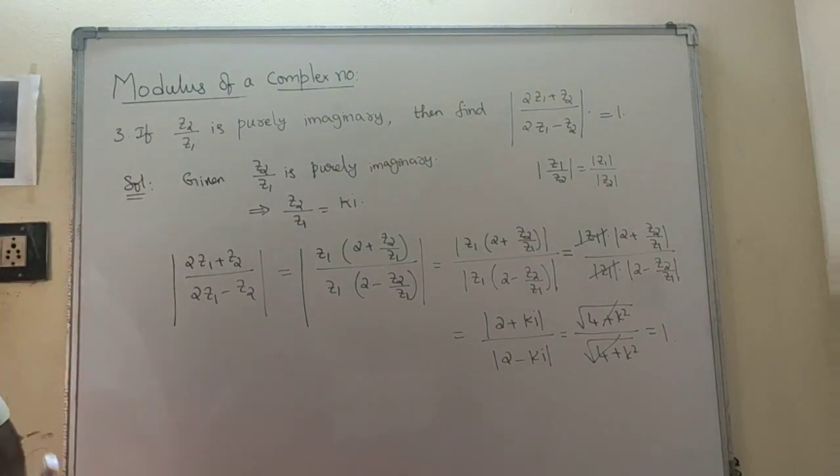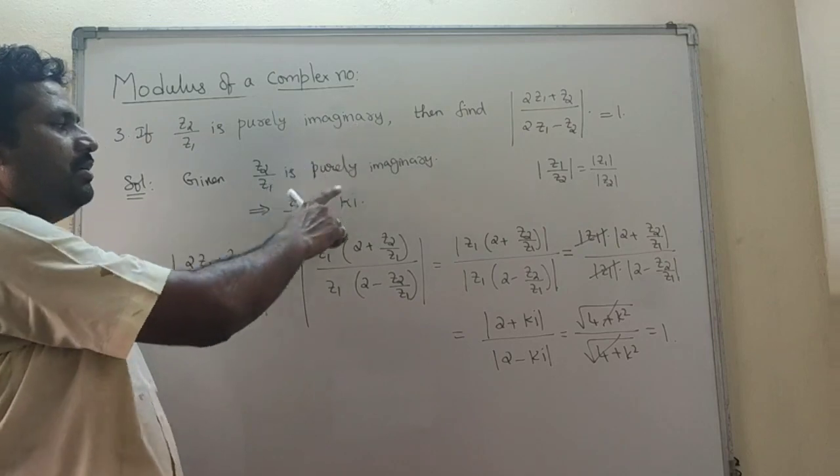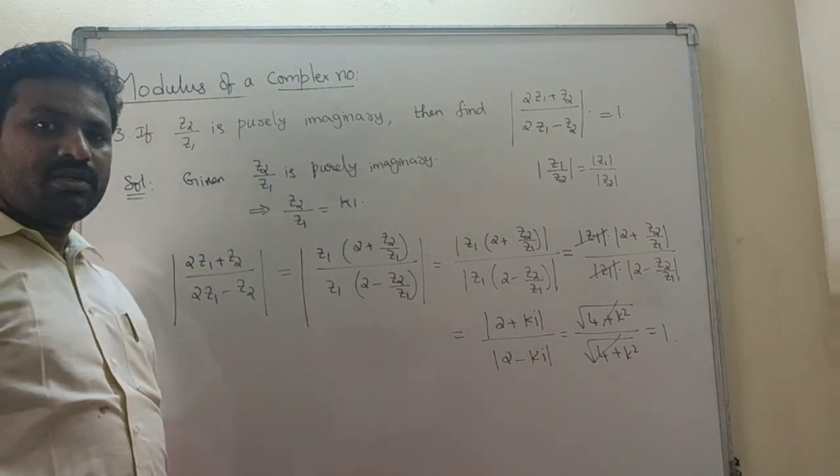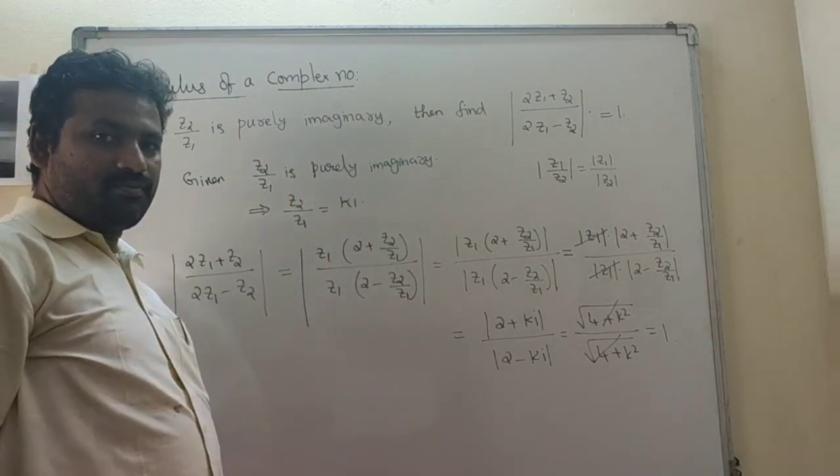So this is the way to solve this problem. Whenever they are giving that z2 by z1 is purely imaginary, you have to take it like this, ki. Suppose they are giving z2 by z1 is purely real, then just k, right?